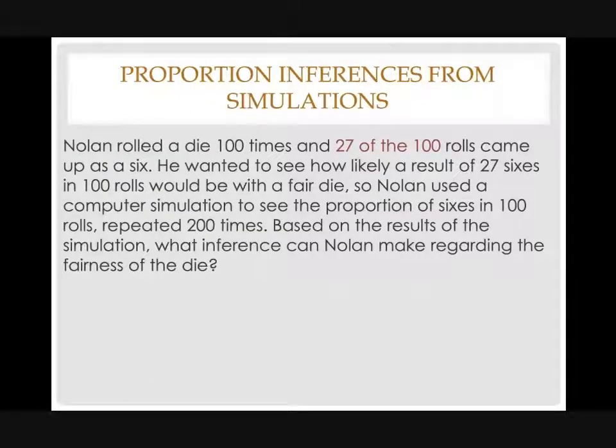Okay, so proportion inferences from simulations. Here's an example. Nolan rolls a die 100 times and 27 out of the 100 rolls come up as a 6. He wanted to see how likely a result of 27 sixes in 100 rolls would be with a fair die. So Nolan used a computer simulation to see the proportion of sixes in 100 rolls, repeated 200 times. Based on the results of the simulation, what inference can Nolan make regarding the fairness of the die?